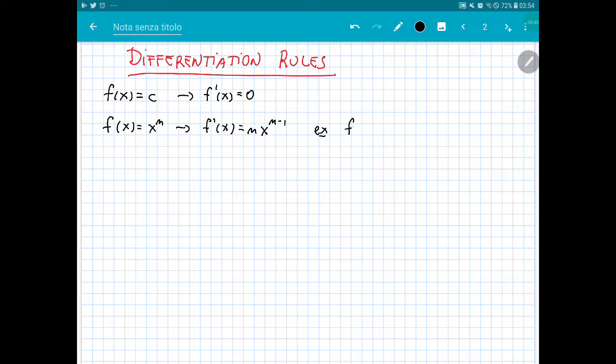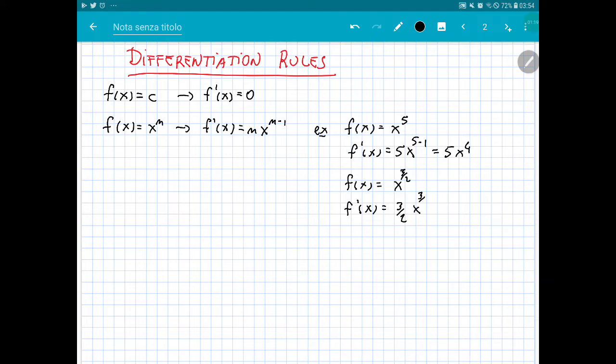As an example, if f of x is x to the fifth, then f prime of x is obtained by lowering down the exponent 5 and then times x to the 5 minus 1, which means 5x to the fourth. As another example, if f of x is equal to x to the 3 over 2, then f prime of x will be equal to 3 over 2 times x to the 3 over 2 minus 1, which means 3 over 2 times x to the 1/2.